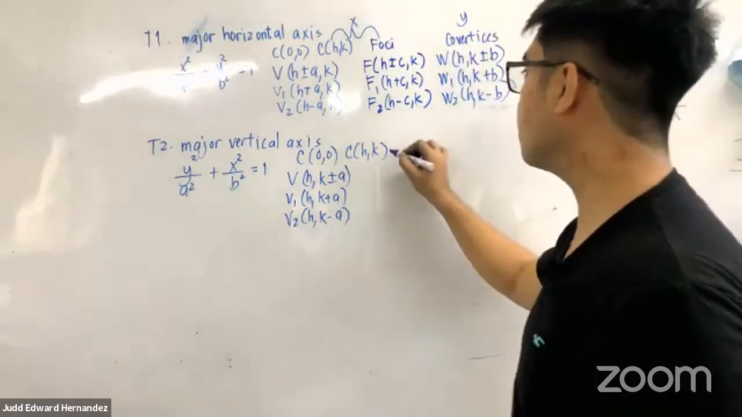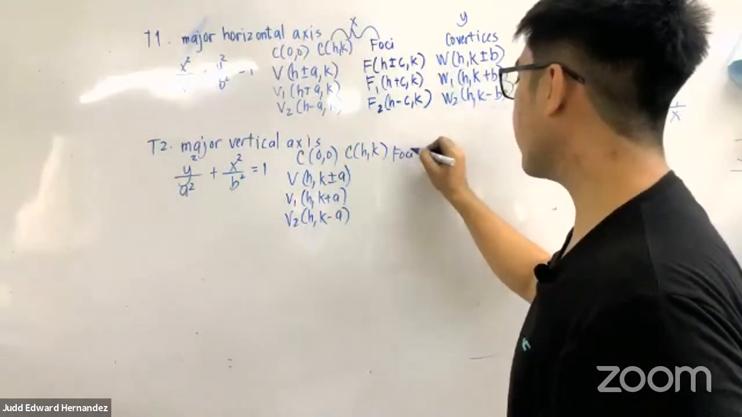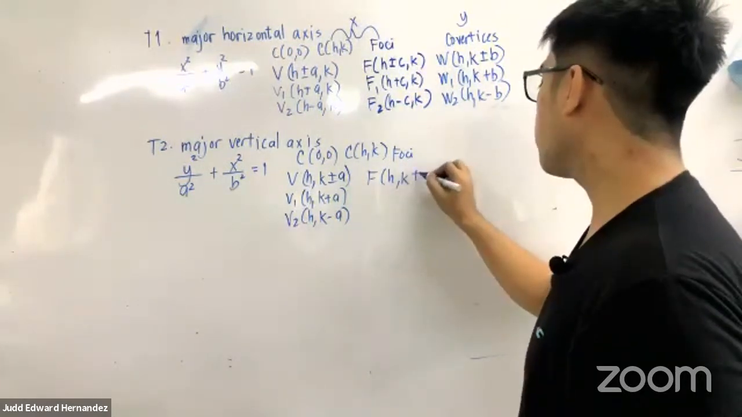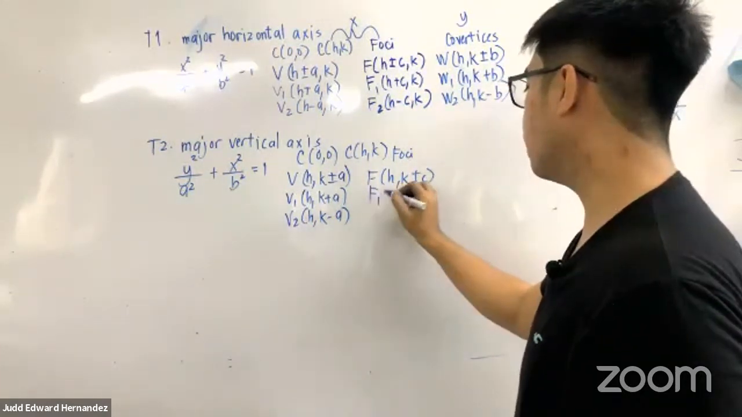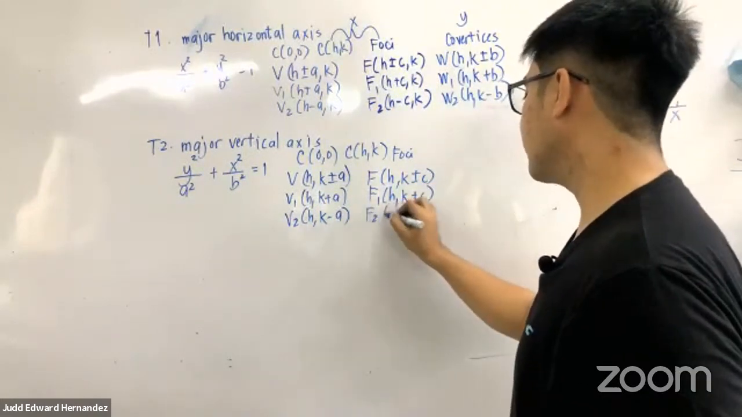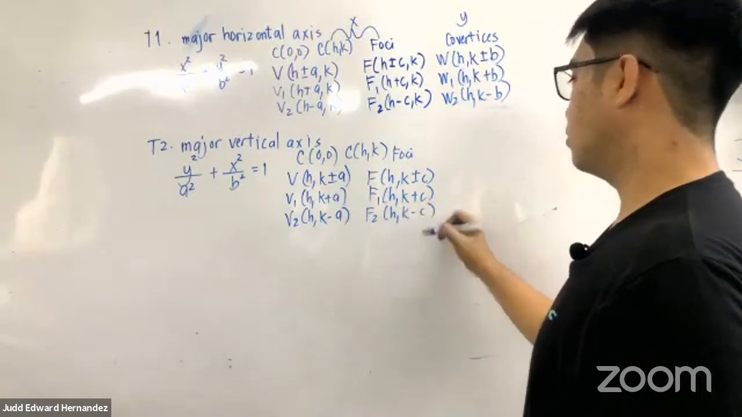Okay, sir, paano po sa foci? Okay, for the foci, this becomes F. The formula is H, K plus minus C. Therefore, F1 would be H, K plus C, and F2 is H, K minus C.